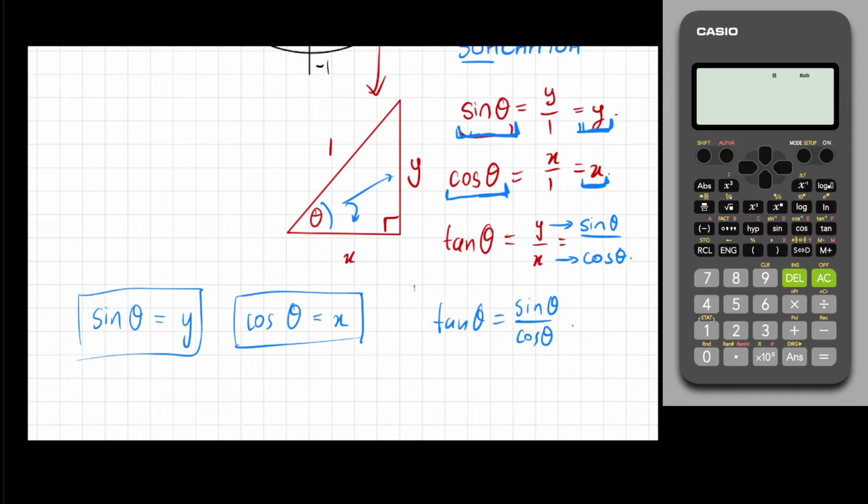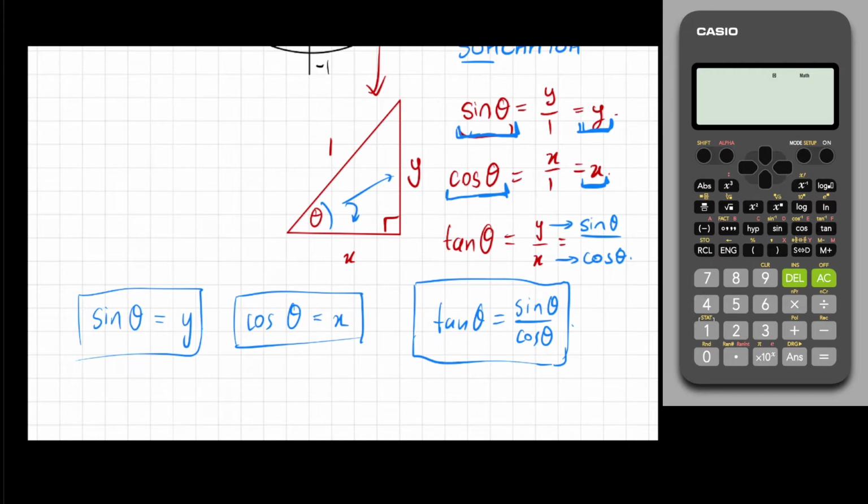Cos theta is equal to x, and tan theta is equal to sine theta over cos theta, because we worked out that it was y over x. And if y is equal to sine and x is equal to cos, then it must be equal to sine over cos. Okay? So this is basically what these ratios can be equal to. And this only works in a unit circle. Okay? So these values only work in the unit circle.